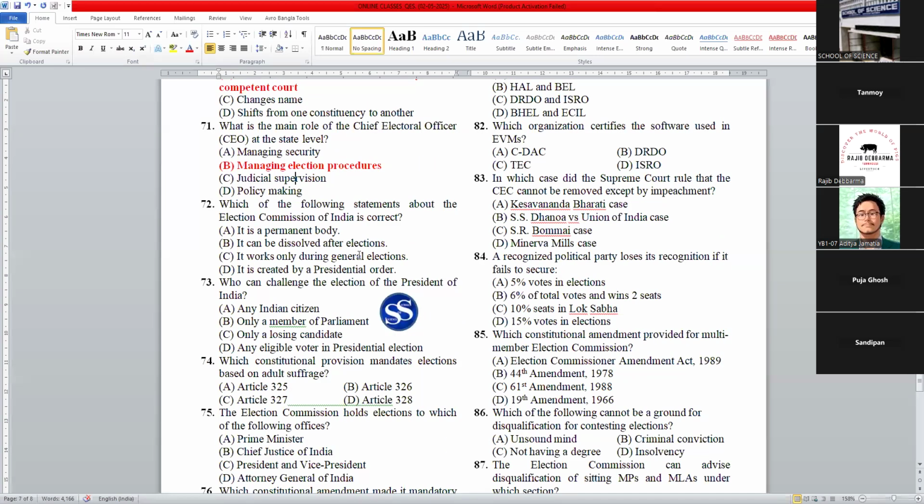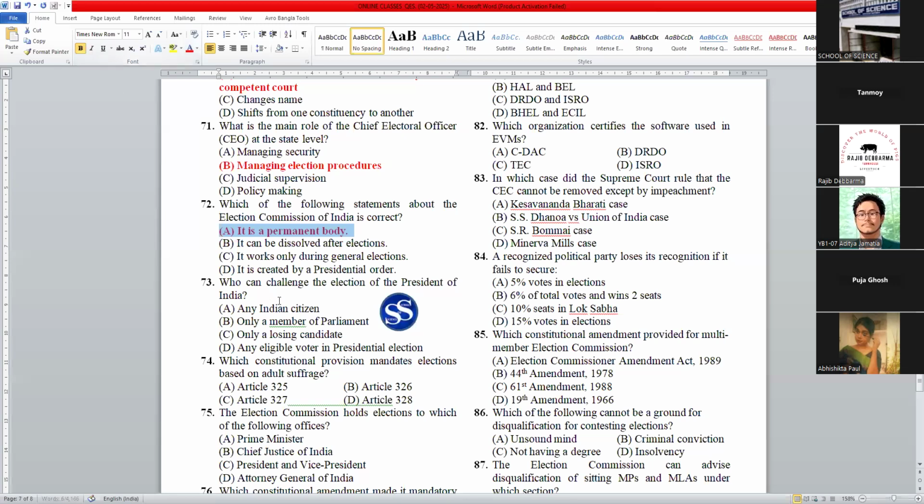72, sir. Which of the following statements about the Election Commission of India is correct? Sir, D. It is a permanent body. Very good.